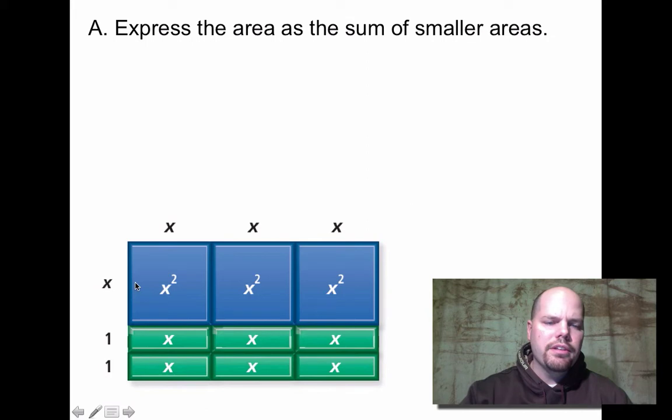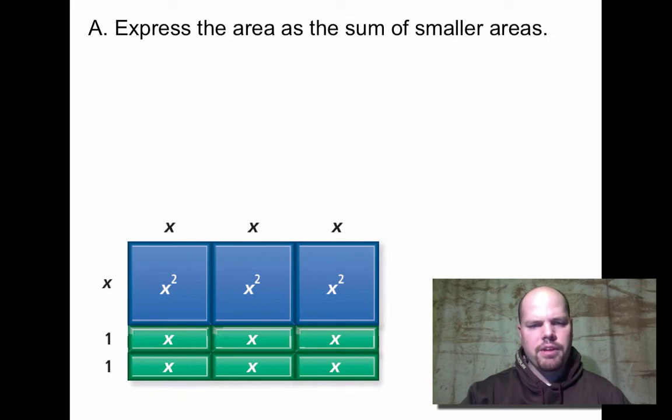All right, part A on this one here. Express the area as the sum of smaller areas. Okay, so we have a rectangle here, and we want the area of this expressed as the sum of the smaller areas. So you can see there's going to be 3 of these blue tiles, 6 of the green tiles. And what are the size of each?